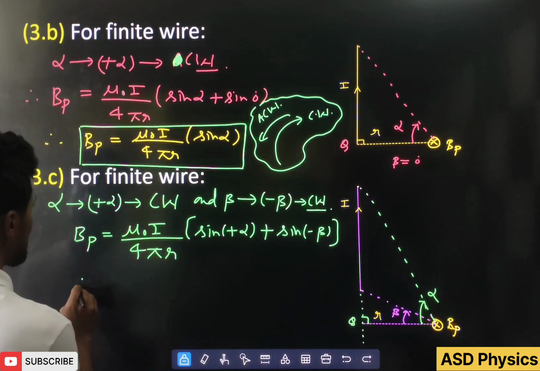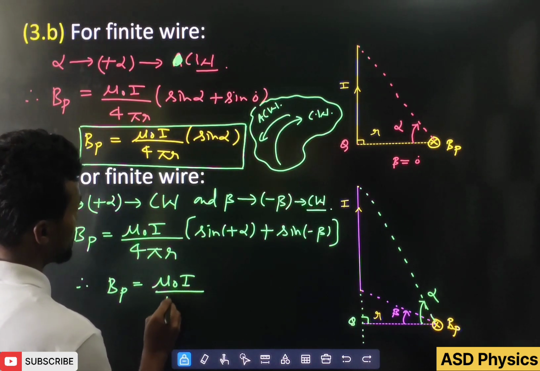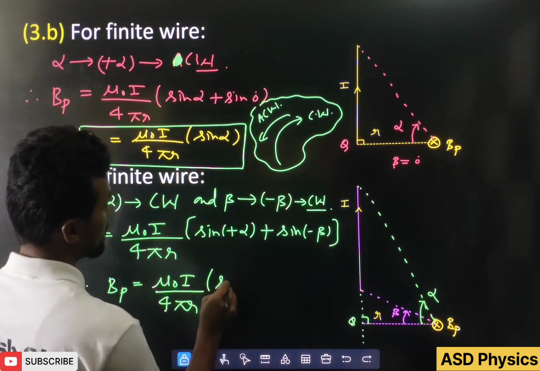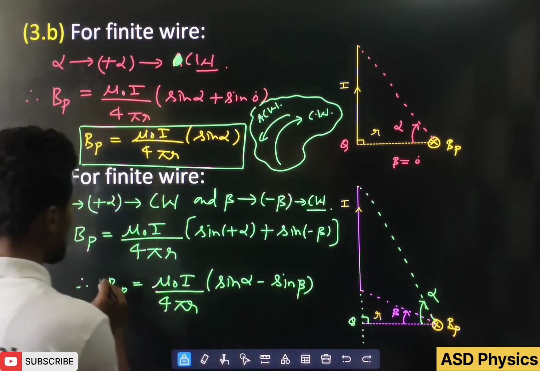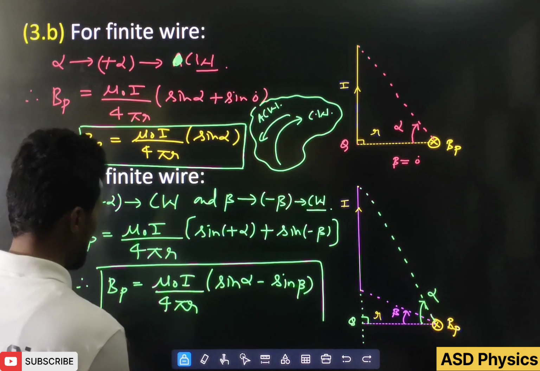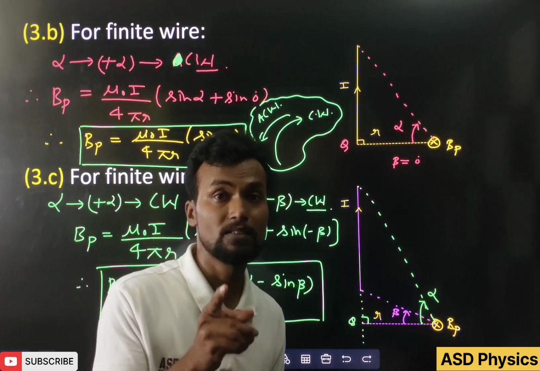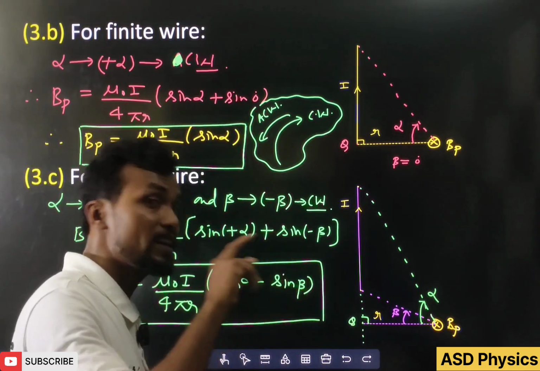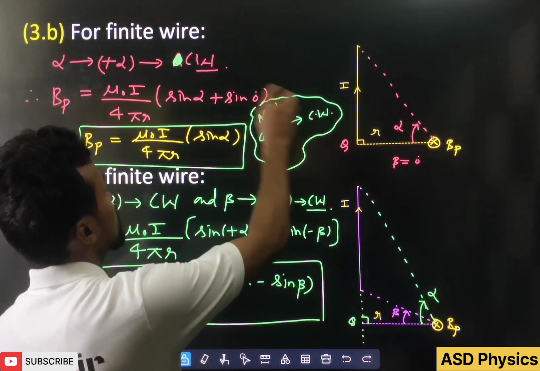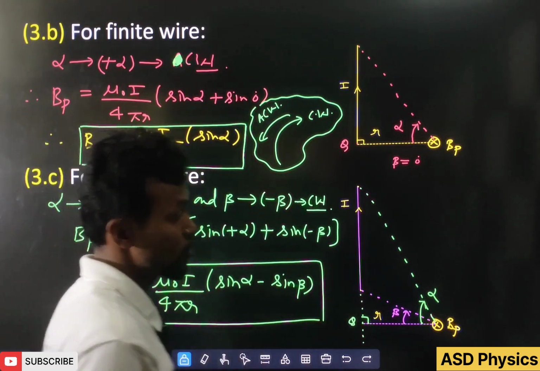That means BP will come as mu naught I by 4 pi r into sine alpha minus sine beta, because sine is an odd function, sine of minus beta will be minus sine beta. Okay, so these cases you have to remember: infinite wire 1 case, semi-infinite wire 3 cases, and again finite wire 3 cases. And as I have told you, alpha is clockwise positive and beta is anti-clockwise positive.